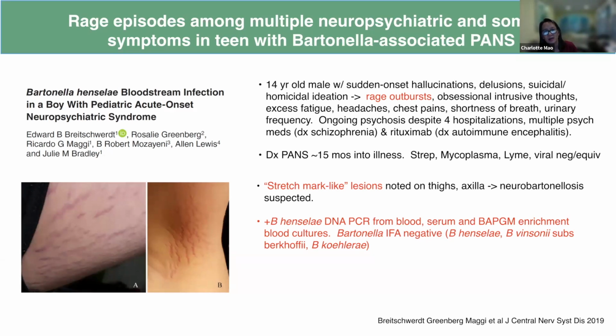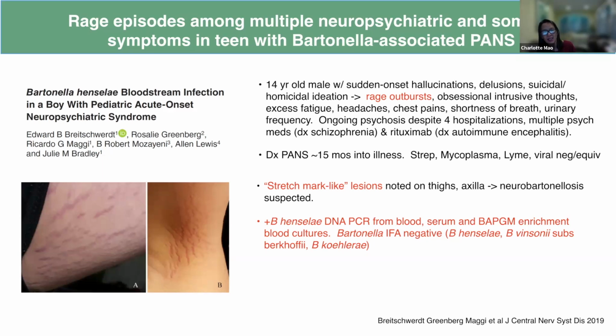This young man had, you can see, multiple symptoms that are consistent with those seen in PANS, and was eventually diagnosed with PANS 15 months into the illness, with initial testing for Strep, Mycoplasma, Lyme, and viral infections being negative or equivocal. And it wasn't until these stretch mark-like lesions that you can see in the photo were noted by a clinician on this boy's thighs and axilla that neurobartonellosis was suspected. So I'll be talking more about this in a second.